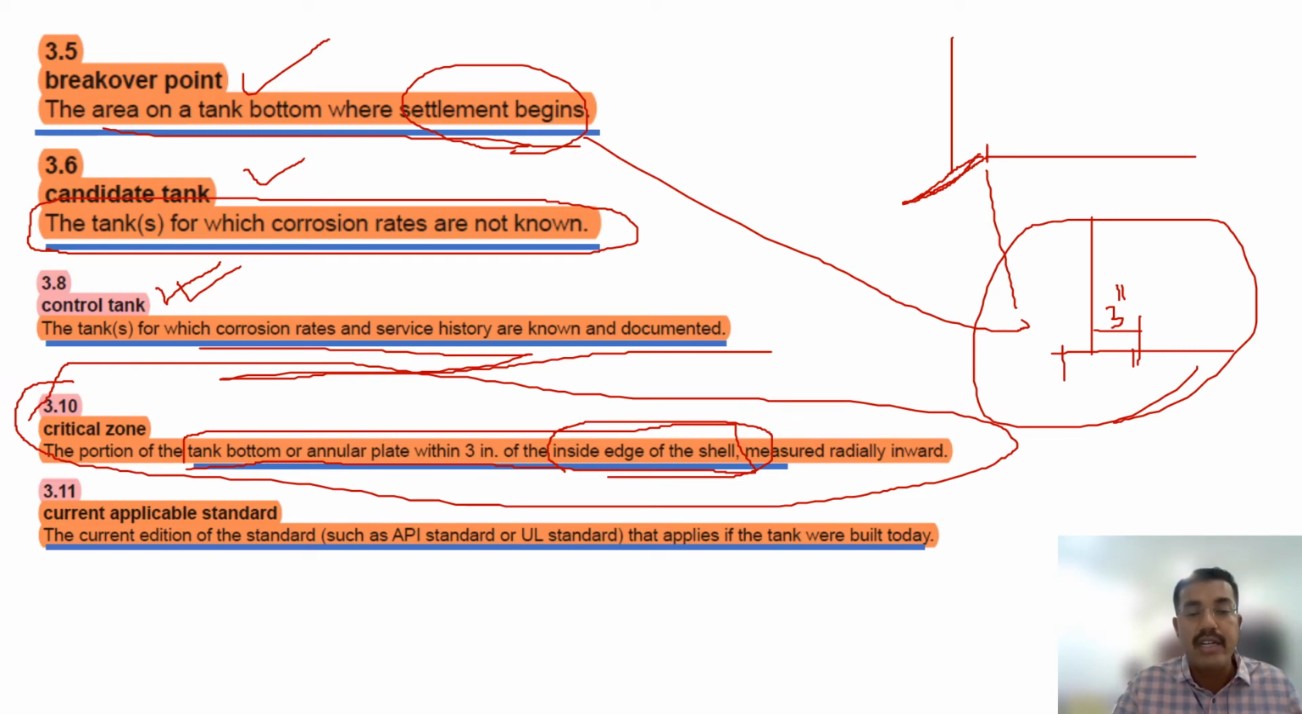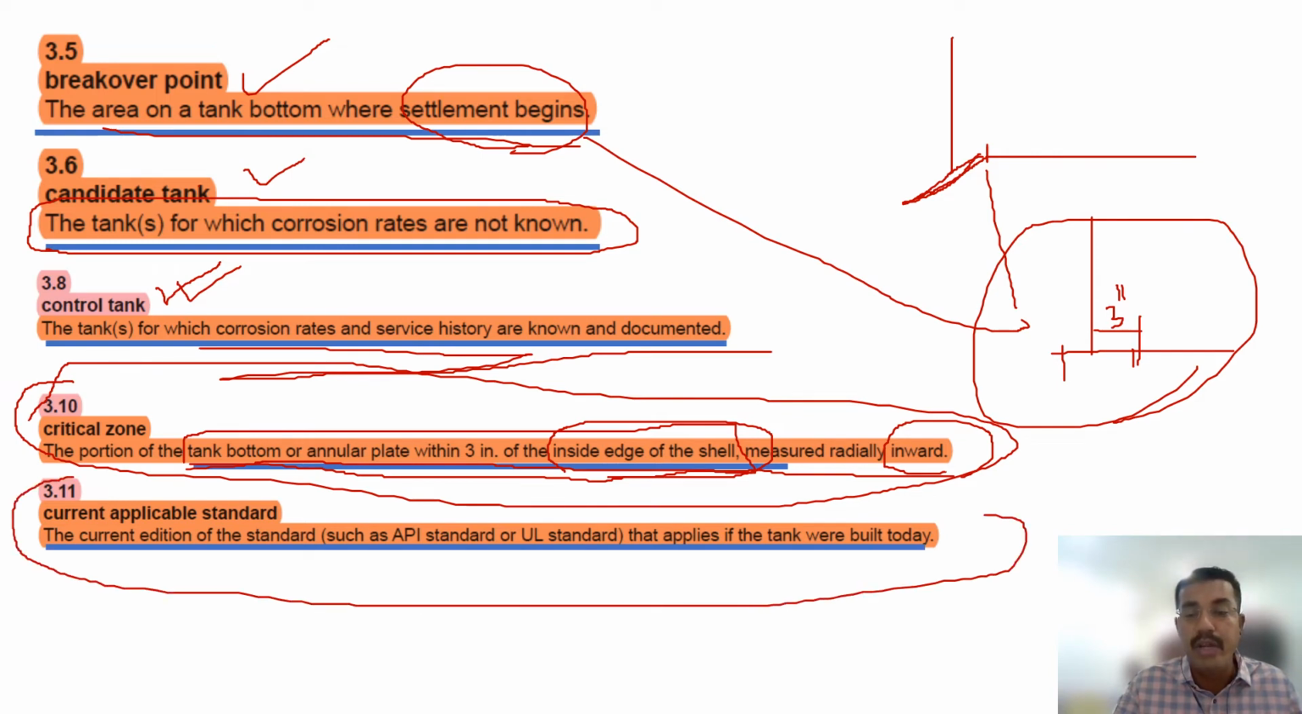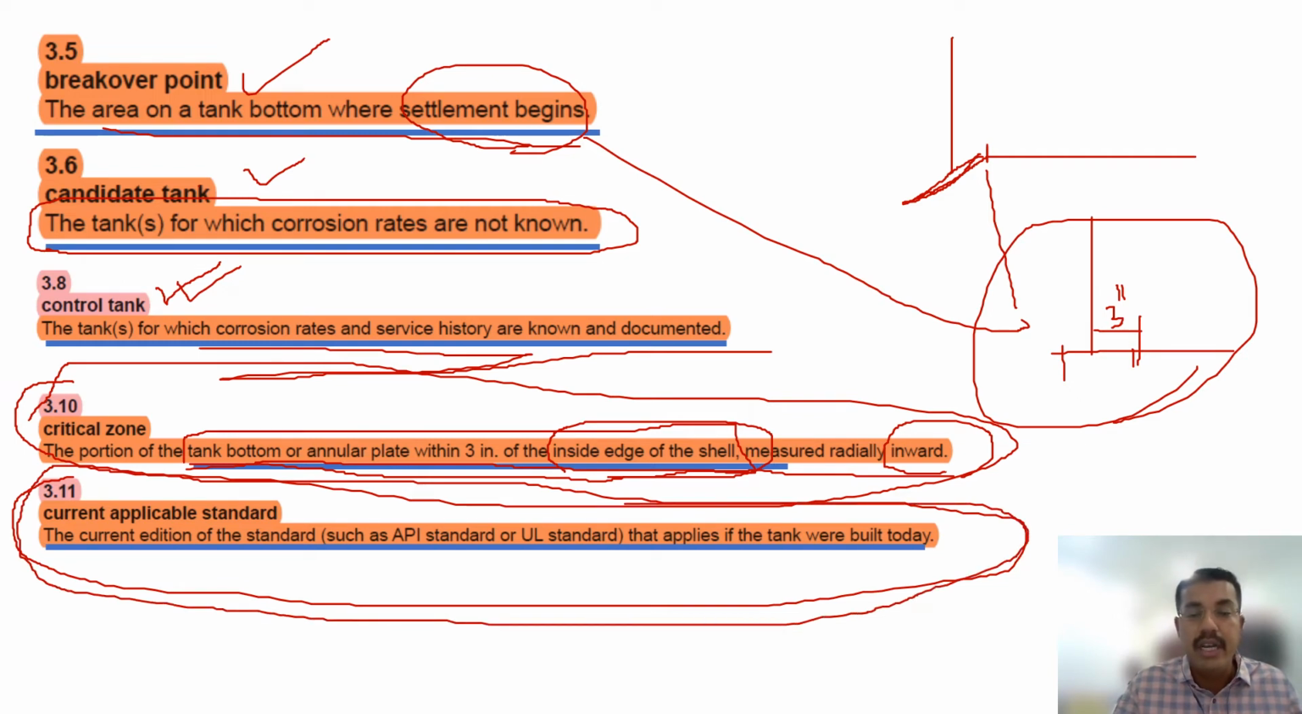So the exact term for critical zone is the portion of the tank bottom or annular plate within 3 inch of the inside edge of the shell, measured radially inwards. It's called critical zone. Current applicable standard is different from what we read a few minutes ago, as-built standard. As-built standard is the standard in which the tank was built, at the time it was built.